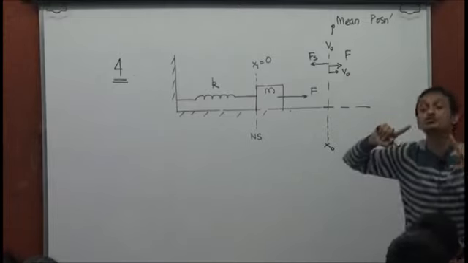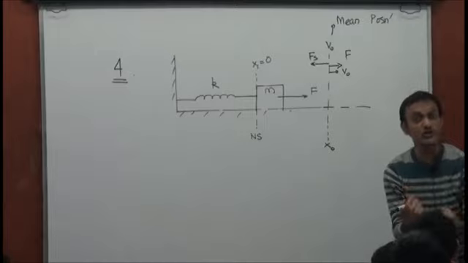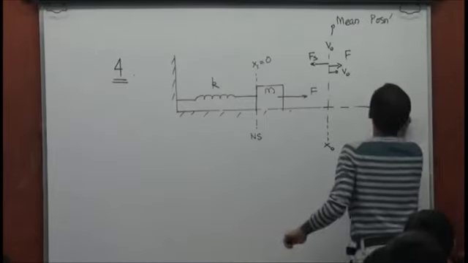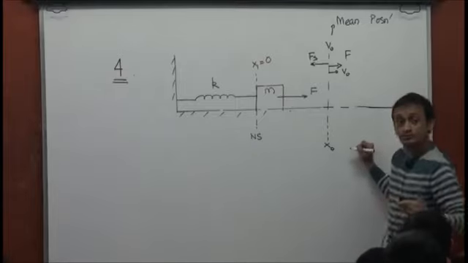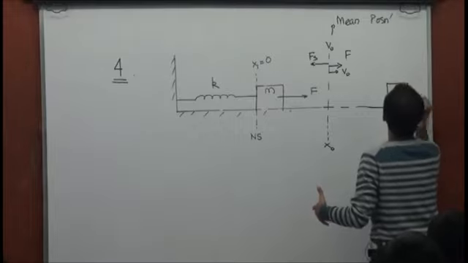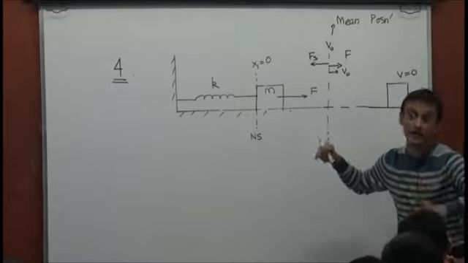So the mass begins to retard. So its velocity will get killed. From this point onwards, its velocity will begin to get killed. So eventually you would expect at some point the velocity of the mass to become 0, because beyond the mean position, it's getting retarded.